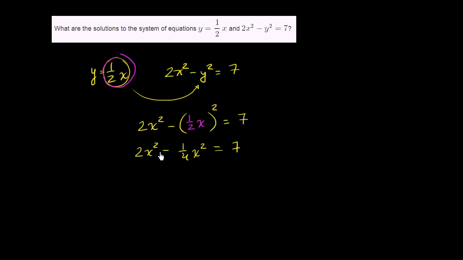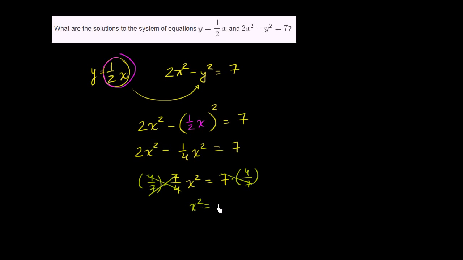So I have 2x squared, and I subtract out a 1/4 x squared. So I'm going to have a 1 3/4 x squared. Or you could view this as 8/4 minus 1/4 is 7/4 x squared. 7/4 x squared is equal to 7. Multiply both sides times the reciprocal of 7/4, so 4/7. Multiply both sides by 4/7, and we get x squared is equal to 4.